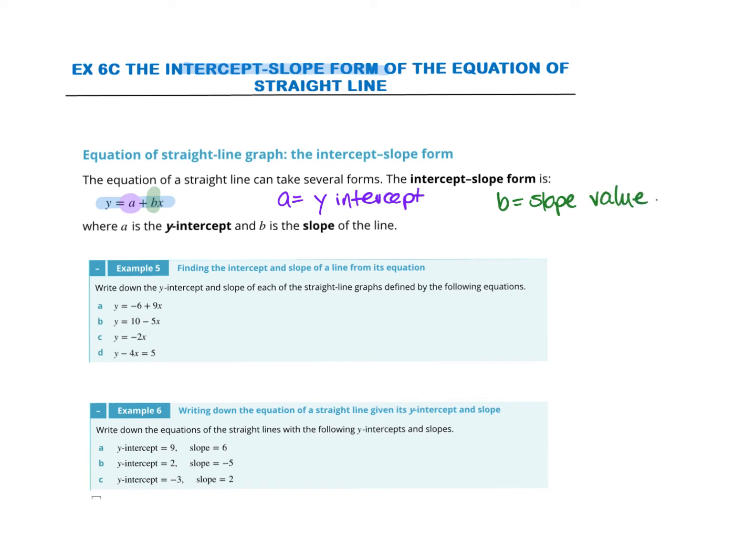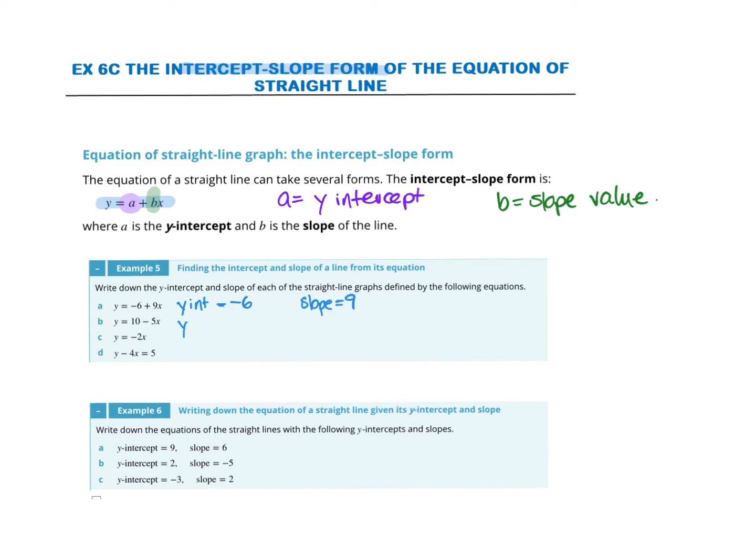So if you look at this first one, you have to just say what the y-intercept is. The number by itself is -6, so I'm going to say the y-intercept is -6. And then it asks me to say what the slope is. The slope for that one is 9.